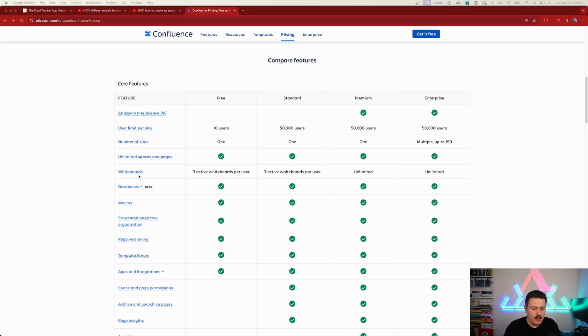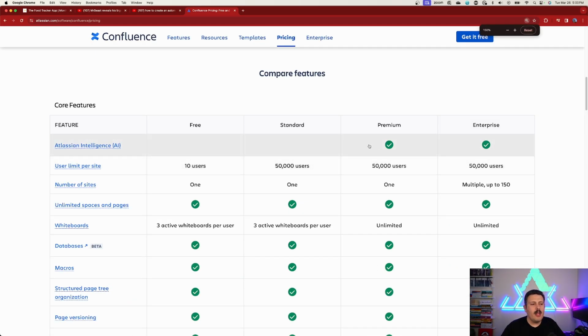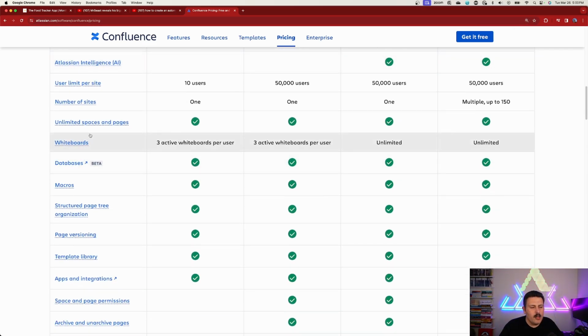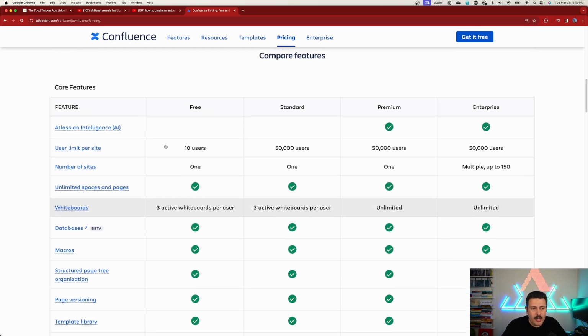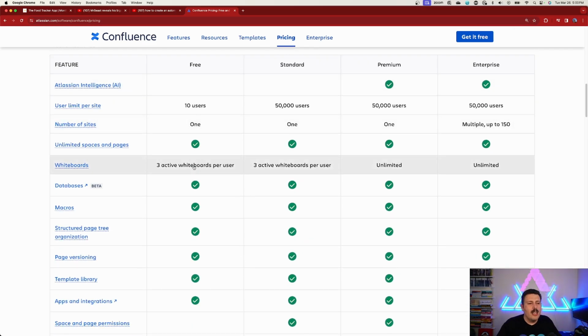Let me zoom in here a little bit and let me try to get you some information. So here we are under whiteboards. You can see that if you're on the free plan for Confluence, you will get 3 whiteboards per user. So essentially every user can have 3 whiteboards, and the same is true for standard. So rather than having an unlimited amount, you are now just restricted to a very, very small subset, which is 3 per user, which may or may not be enough.